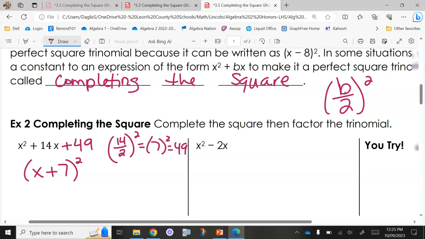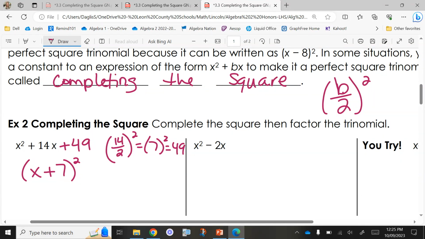We will make sure it is. That's a good thing, though. Yes, we want our b to be even because it makes life nice. It's not impossible if it's odd, we just don't like it. We probably wouldn't choose completing the square. I would probably do factoring or the quadratic formula.